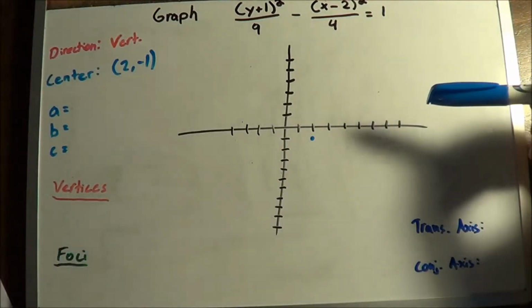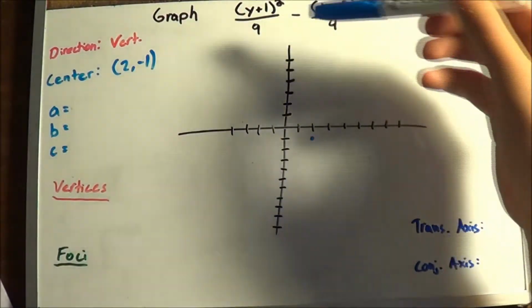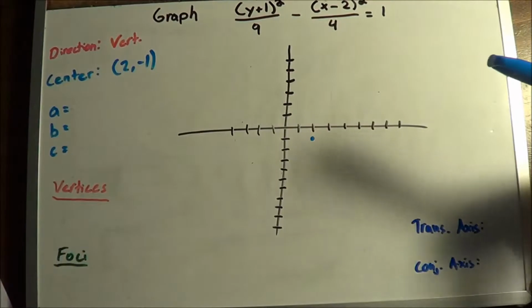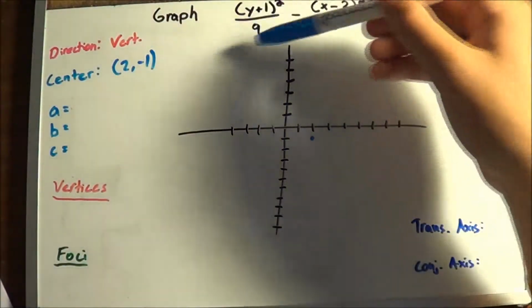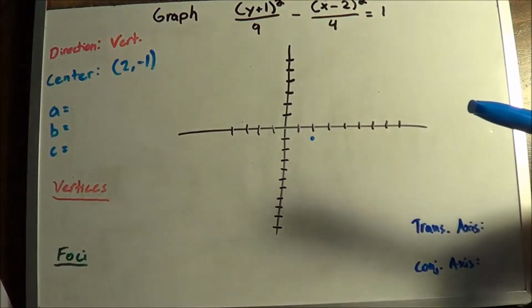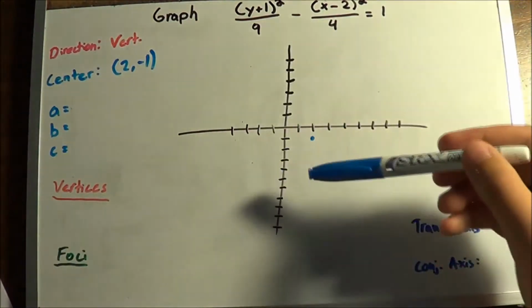Let's just do one more. Let's write down everything we know from this problem. The center is at 2, -1. Don't get confused by the order, it's still x, y. Speaking of order, the first one, which happens to also be the positive term, is y. So therefore it will be a vertical hyperbola.